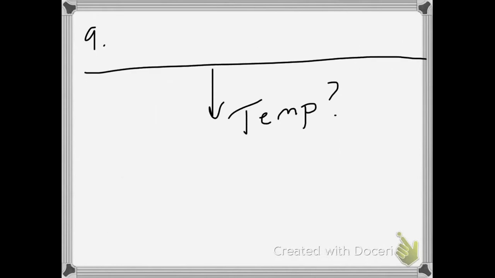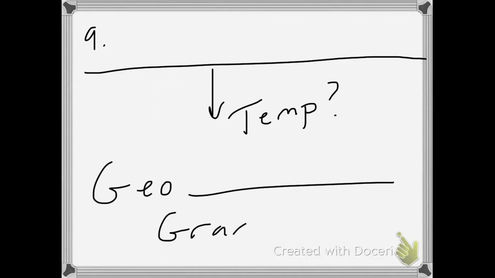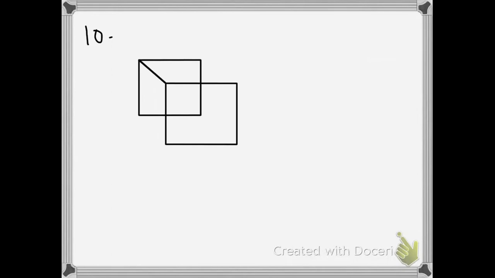So question number 9 is, we consider going down into the earth, maybe an elevator, maybe Superman. What is happening to the temperature? Is it increasing or decreasing? And this phenomenon is known as following the geo-something gradient. It's called geothermal gradient.